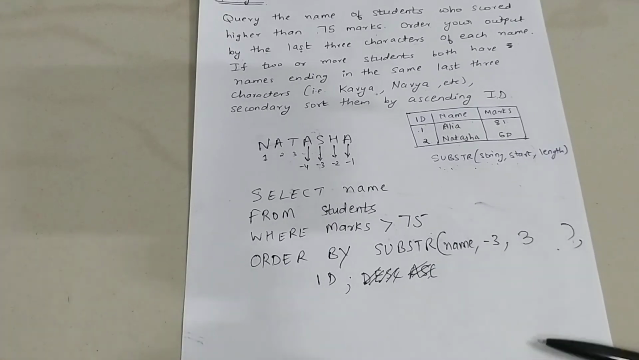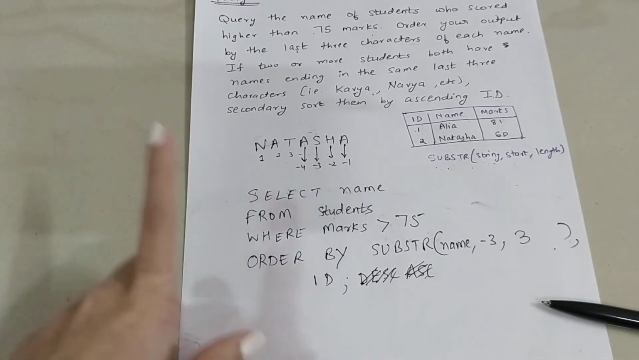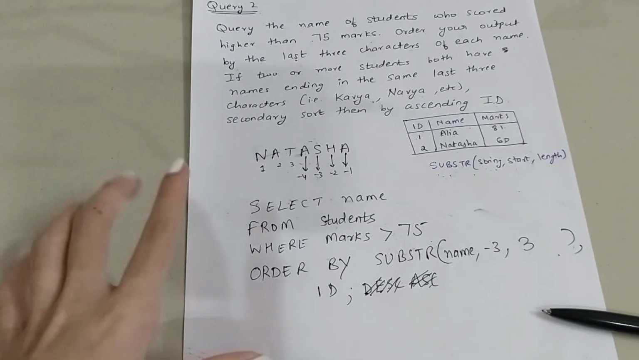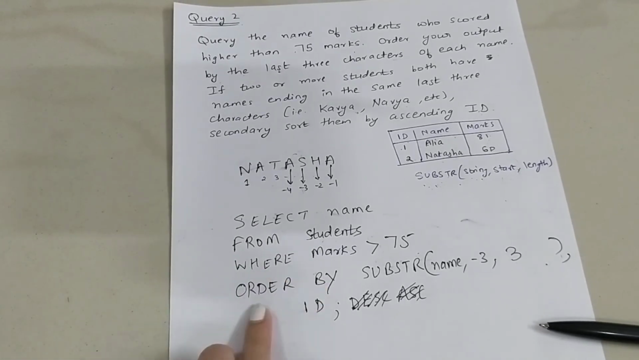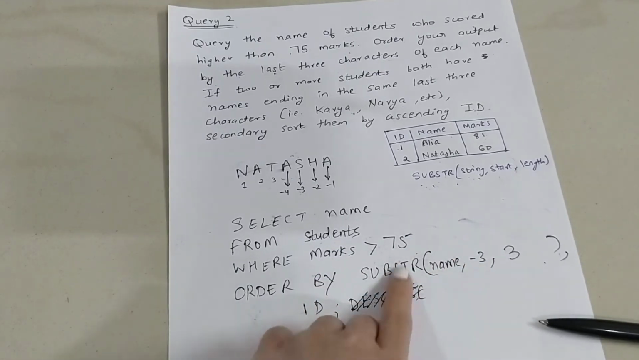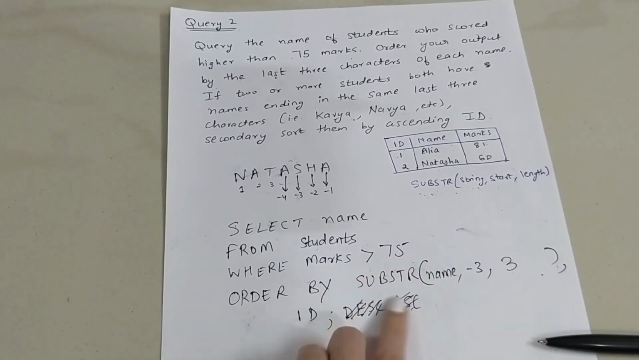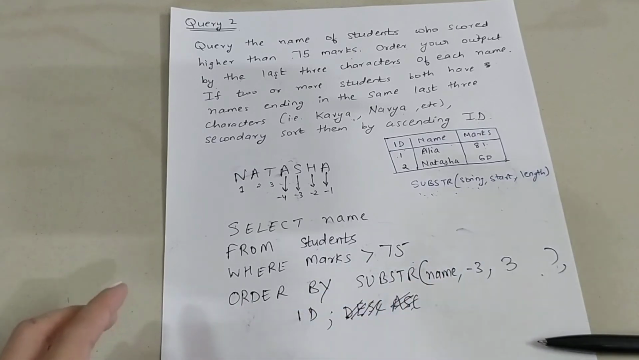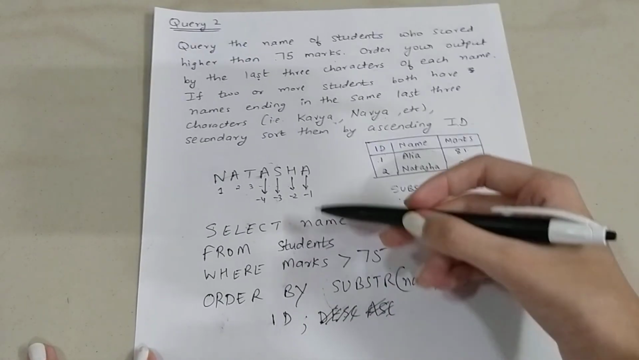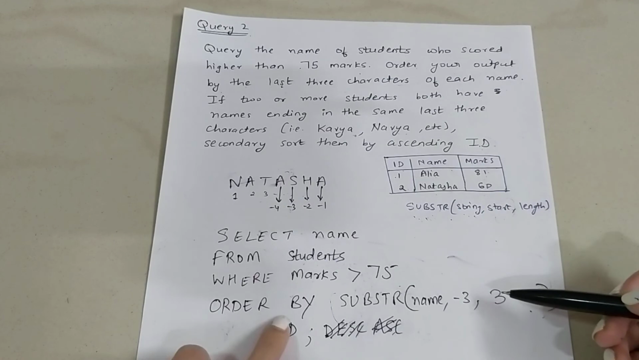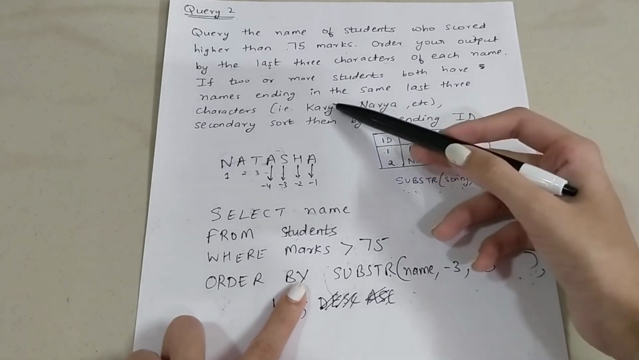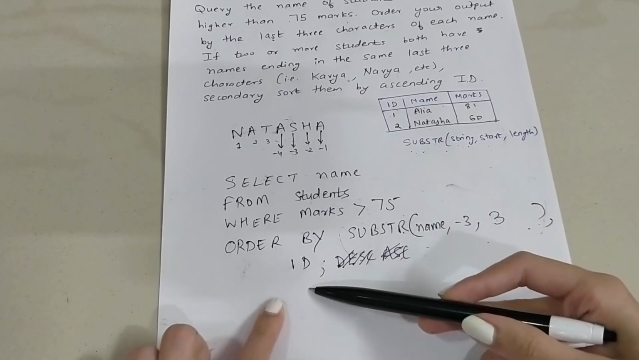So this is the solution. Select name because we have to print the name, from whatever table. Where marks is greater than 75, because they want to print the students whose score is greater than 75, and we have to order them. So this will take the substring, and this part will give the last three characters as output. So I will order it by those 3, and in case the last 3 characters are the same, I will have a secondary sort for it, which is ID.